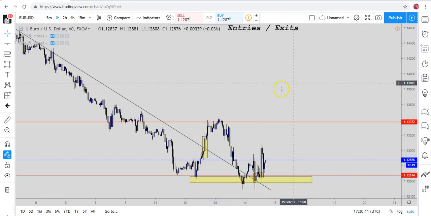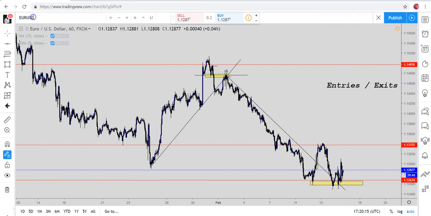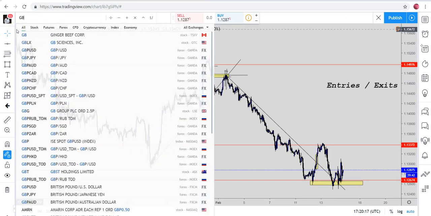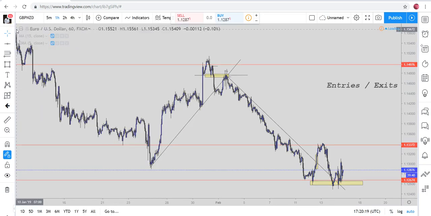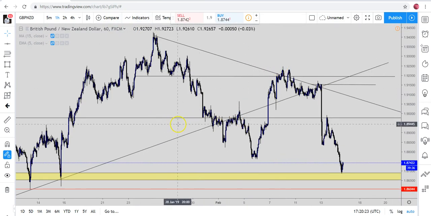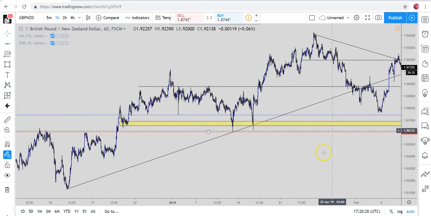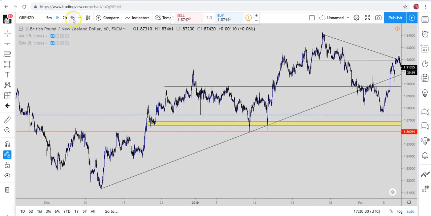I wanted to cover one more entry that I was able to capture on GBP NZD. And as you guys see, same concept. Every time it's the same thing. Nothing is changing. I caught a sell entry.